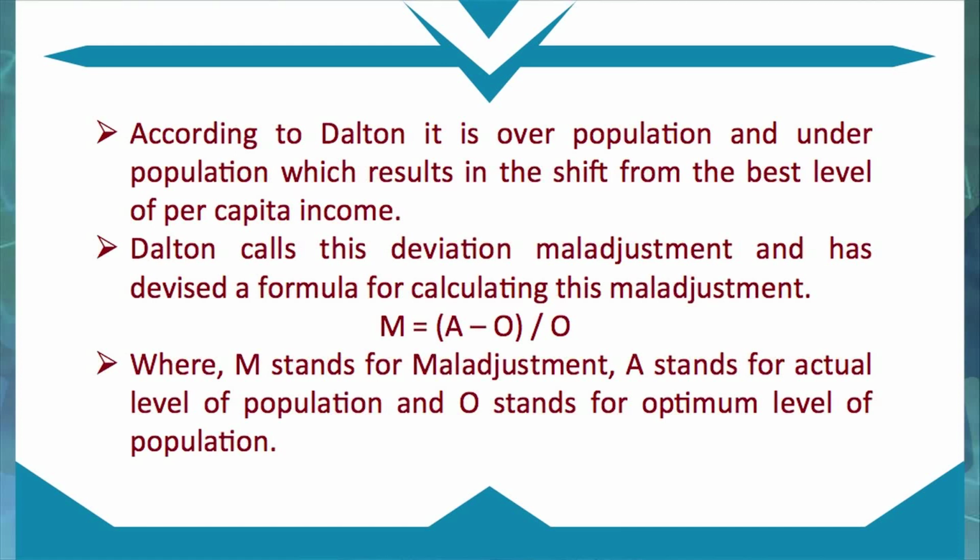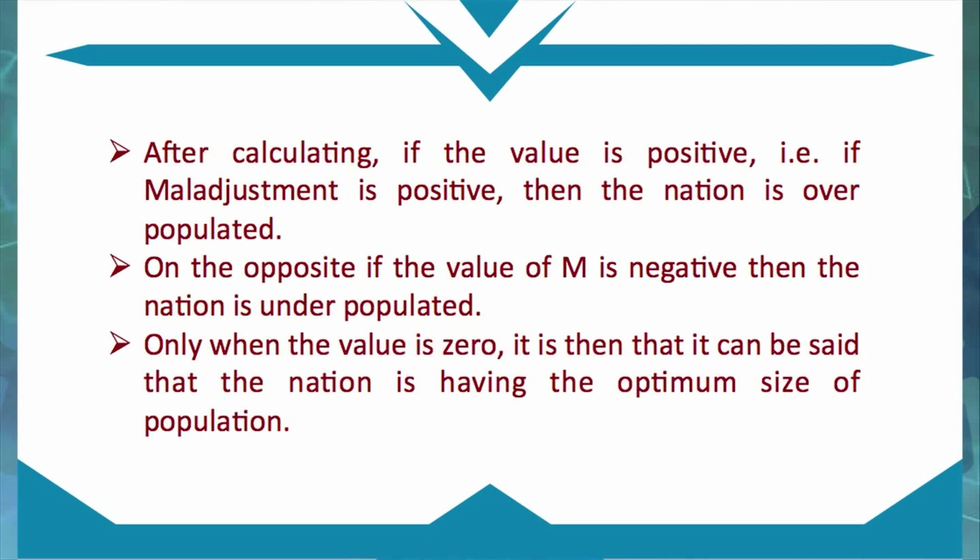Let us now look into the formula of maladjustment. What is the formula? It is M equal to (A minus O) divided by O. Dear learners, in this formula, M stands for what? Maladjustment, and A stands for actual level of population and O stands for optimum level of population. After calculating, if the value is positive, that is, if maladjustment is positive, then the nation is overpopulated.